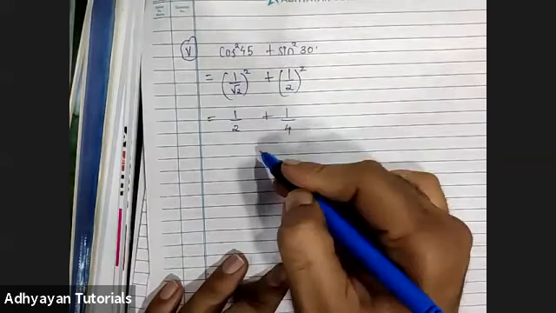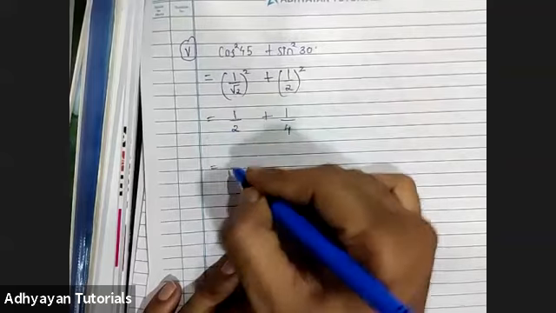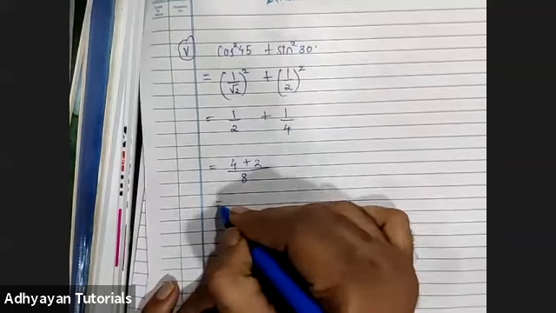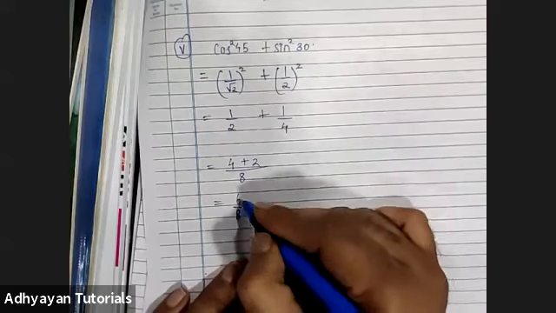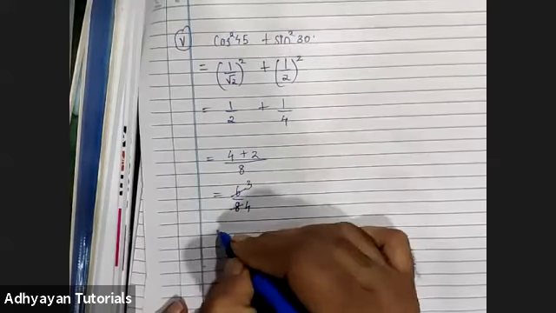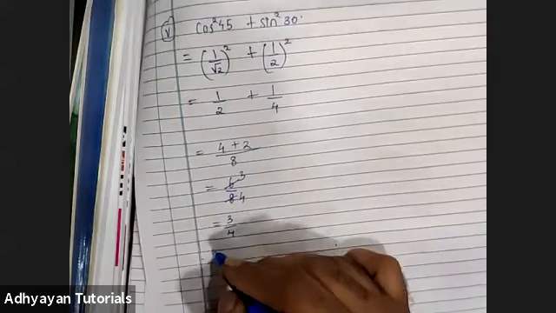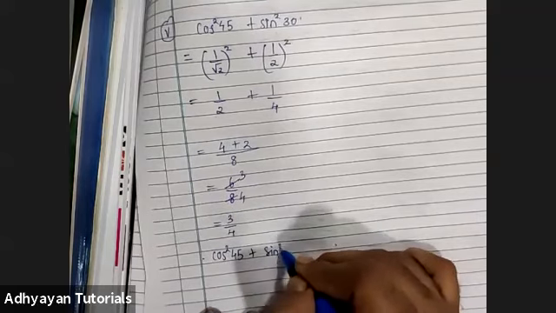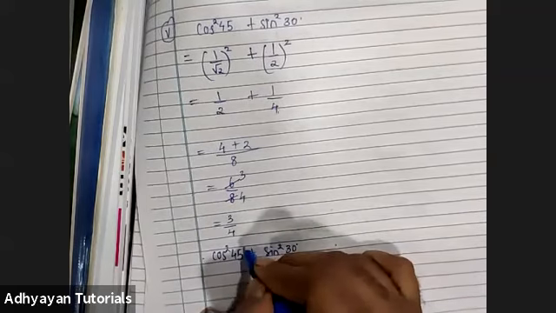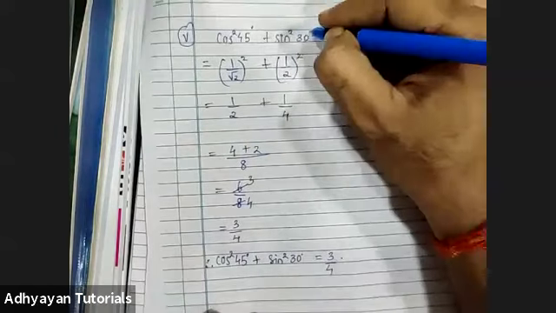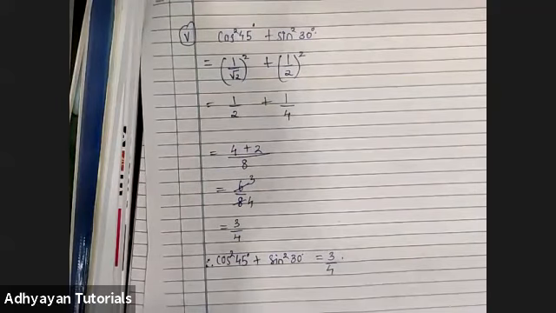Now children, we cross multiply. So 4 into 1 is 4, 2 into 1 is 2, and 2 4s are 8. So it is 6 upon 8. Now you can simplify it further. 2 3s are 6, 2 4s are 8. So the answer is 3 upon 4. And at the end, you write question is equal to answer. If any doubts, just let me know. This is the final answer. Just copy it.